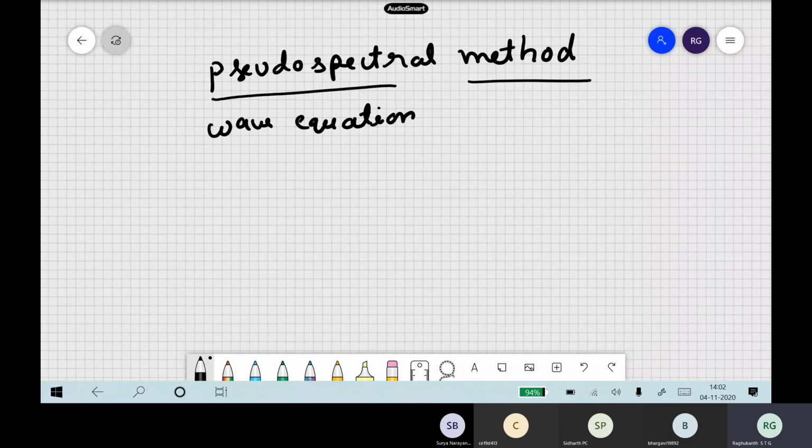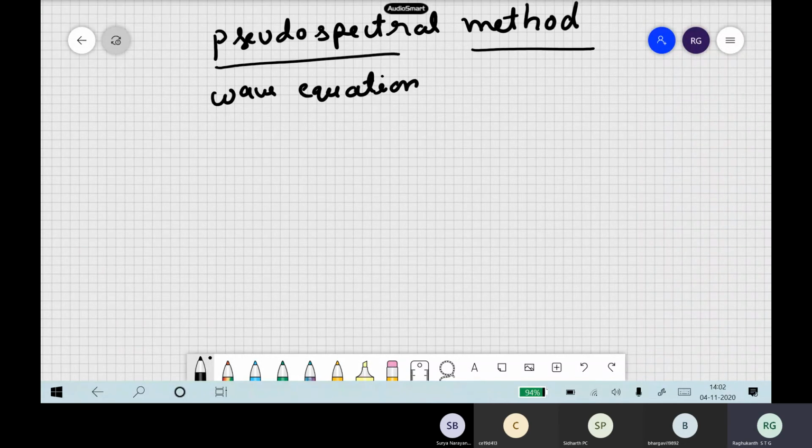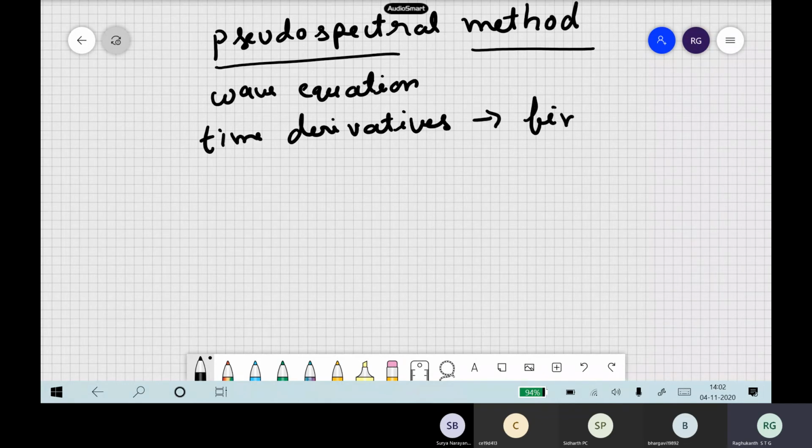Here the main case is the time derivatives, which we will handle separately. Same in FEM also, we will do the same thing. The time derivatives are handled through some finite difference technique, because that is easy, and the spatial derivatives we handle with the basis functions.